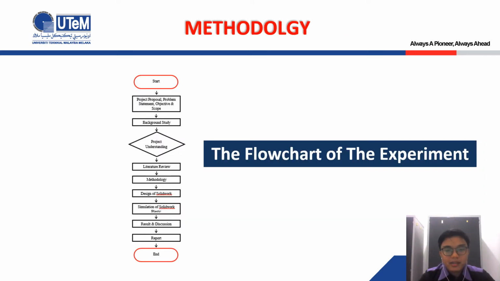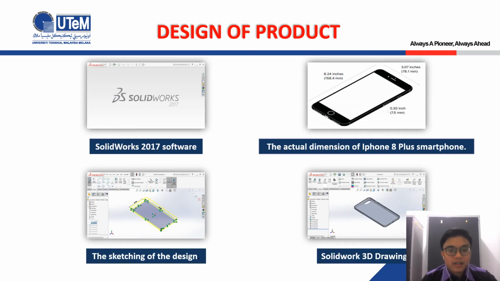Then, I will explain the methodology of my project. The figure shows the flowchart of the experiment. The flowchart uses special shapes to present different types of actions or steps to perform my project process. For the design of the product, the product is designed in SolidWorks 2017 software. Then, use the actual dimensions of the iPhone 8 Plus smartphone. After that, sketch the design with accurate dimensions. Lastly, make the sketch into a SolidWorks 3D drawing.